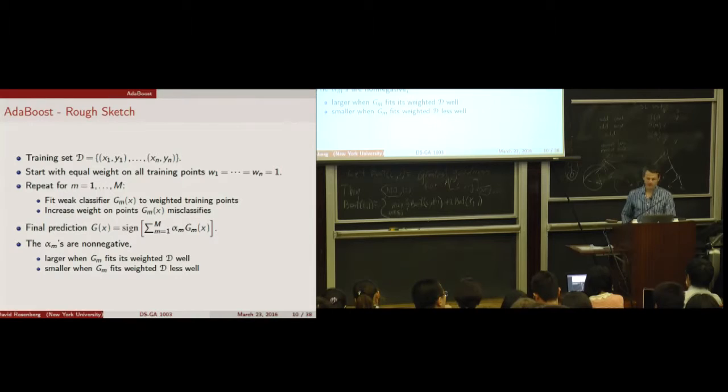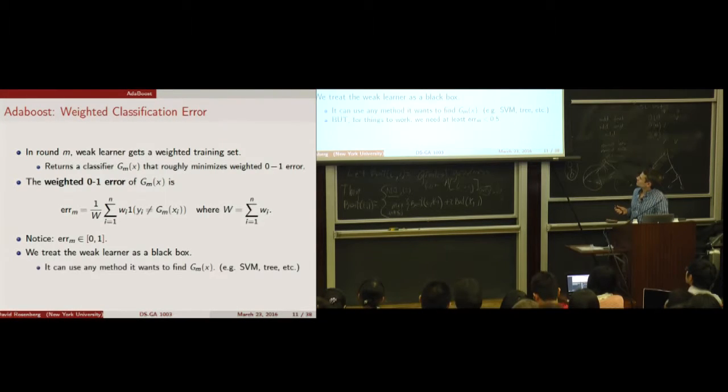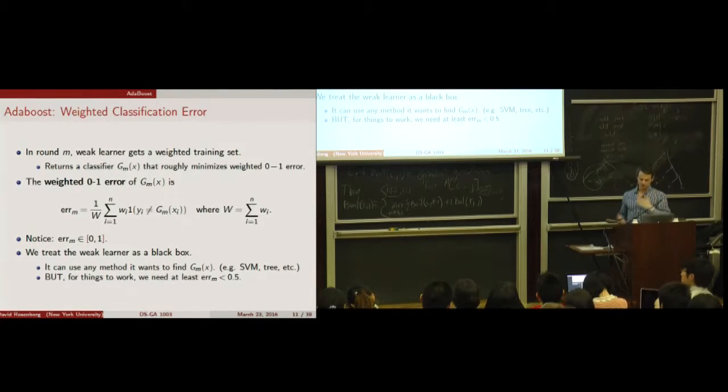Okay, all right, so you guys are hungry for the actual specifics, so let's just get there. So we want to treat the weak learner as a black box. We can use any method we want, but we want to at least have weighted error less than a half. That's sufficient for what we're going for.